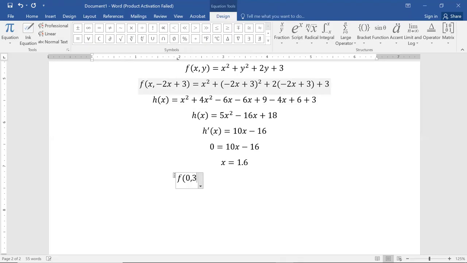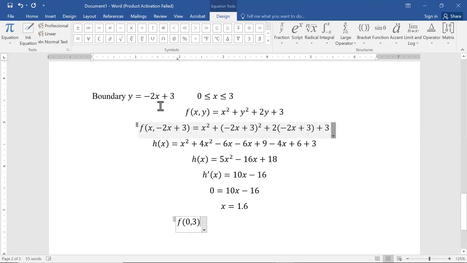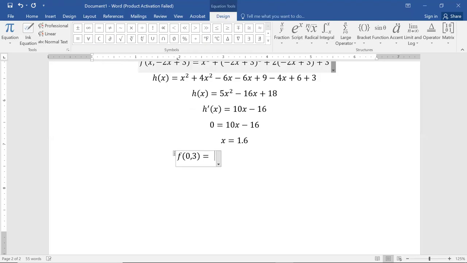So the 3 values I'm going to check: 1 is when x is 0. When x is 0, y is 3. Again, I'm just plugging in 0 there. Then I'm going to check what happens when I plug in 1.6. When x is 1.6, y is negative 0.2. And then I'm going to check what happens when I plug in 3. And when I plug in 3, it turns out the y value is negative 3.